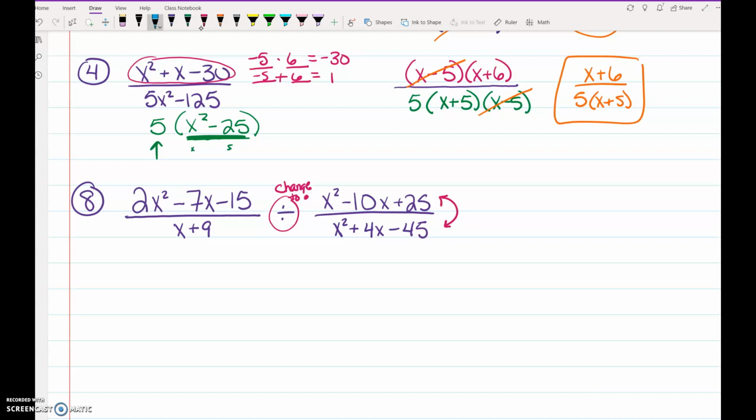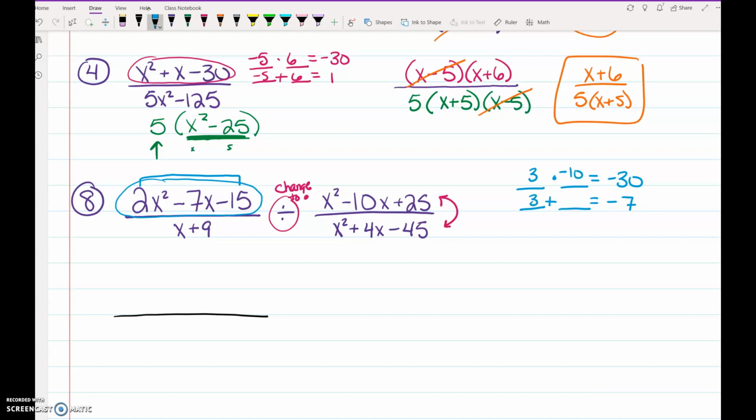Okay, the first thing I'm going to do is factor this one. Now, good news, on the test, that one will not be quite so difficult to factor. It will be just a plain, like 1x squared. When you do have a number in front, you have to multiply the 2 times the negative 15. So I am looking for two numbers that multiply to give me negative 30 and add up to negative 7. That would be 3 and negative 10.